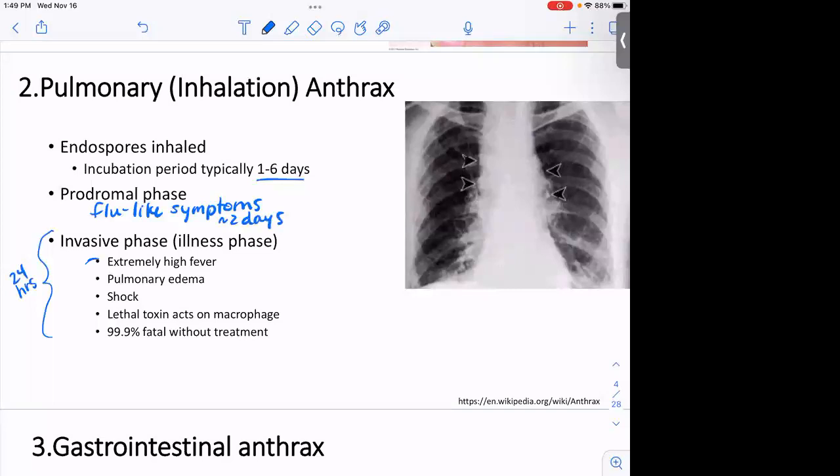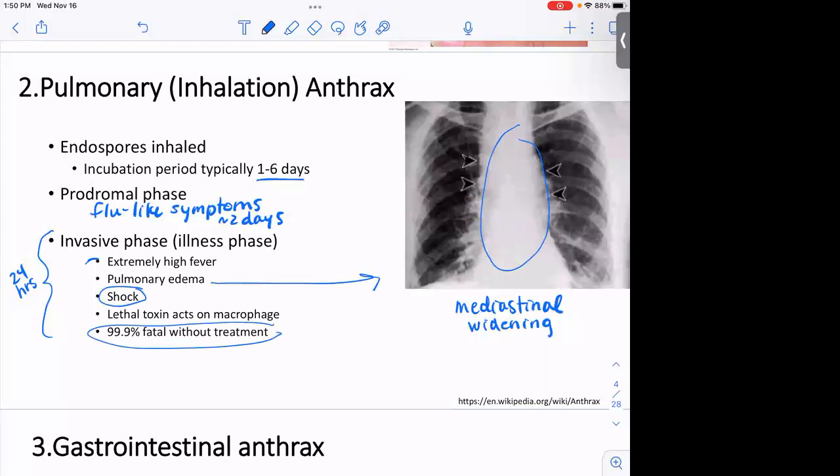So here's a chest x-ray. You get this mediastinal widening. Basically the center portion of the thoracic cavity looks much bigger than it should on a chest x-ray because of all the fluid accumulation, so much inflammation that patients go into shock. Again, when it gets to this point, it's going to kill you.